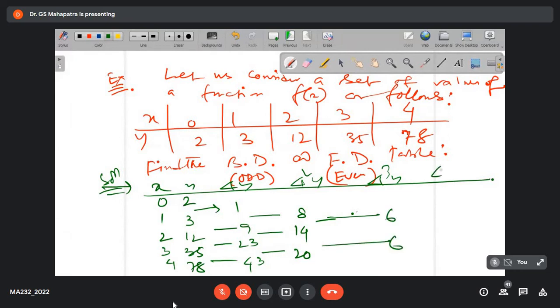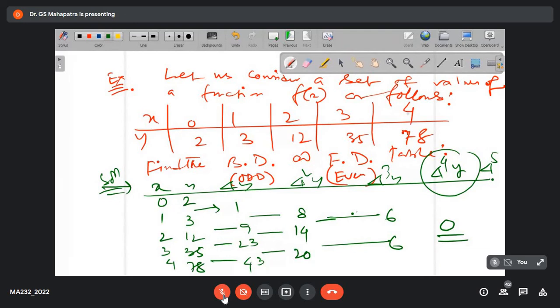What about del 4y? It is 0. You can't find del 5, that is fine. But even del 4 you can find, and it may be 0 or some other value. That possibility is there. So this is the forward table. You can find the backward tables in a similar way.